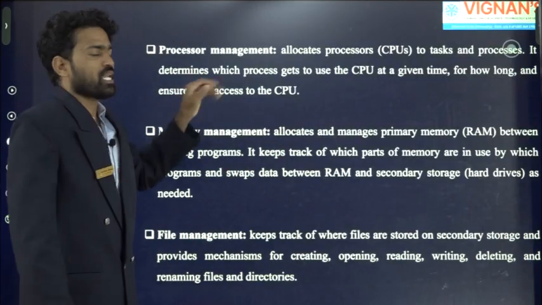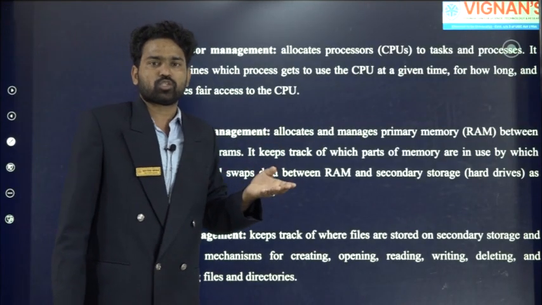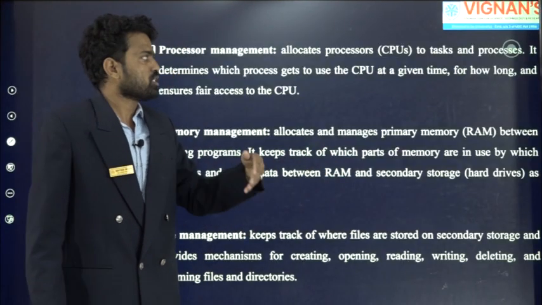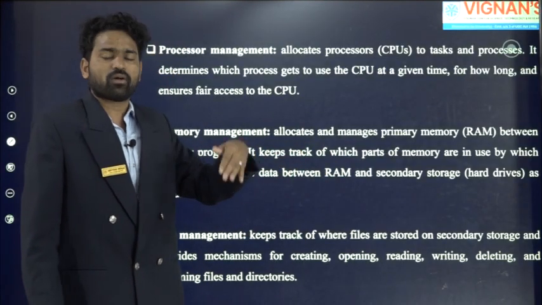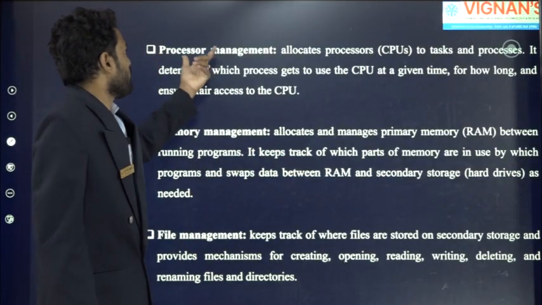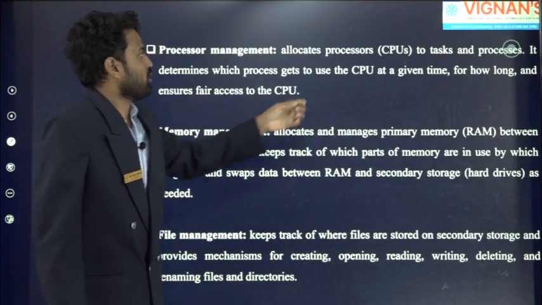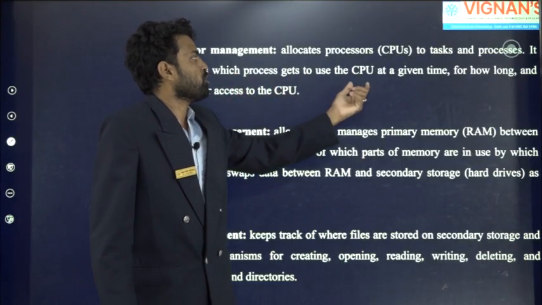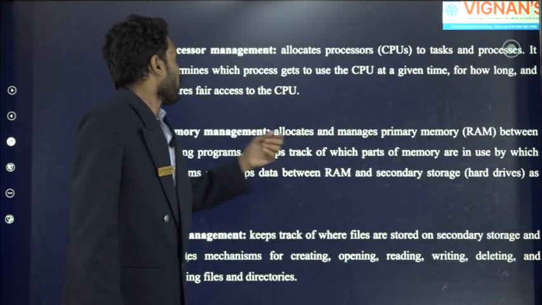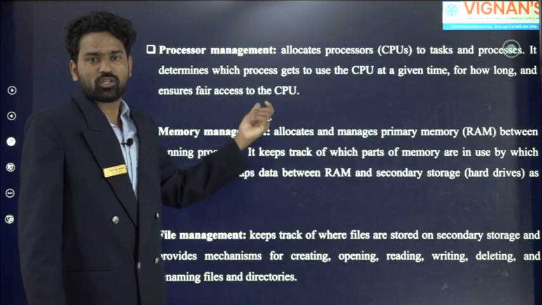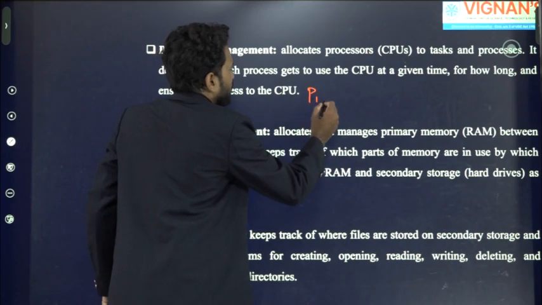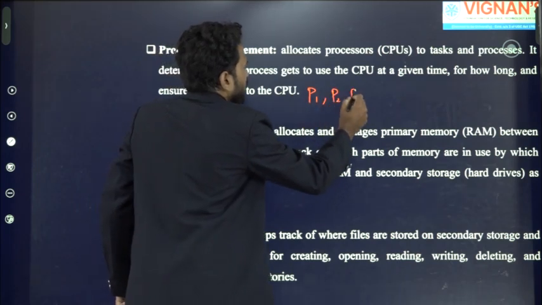What is process management? We will give a process to the CPU so that the process can be executed. Whatever is happening is going to be managed by process management. It determines which process gets to use the CPU at a given time, for how long, and ensures fair access to the CPU. Here, for example, we have P1, P2 and P3.